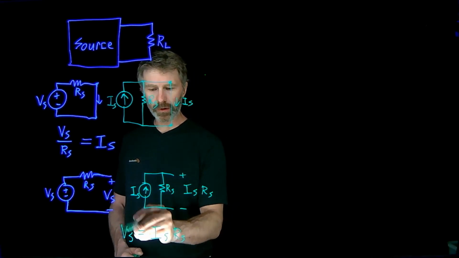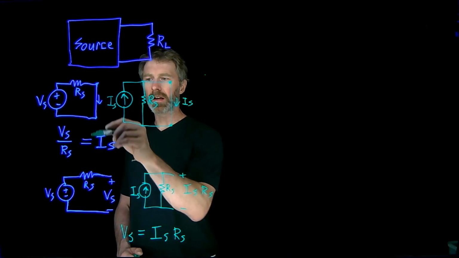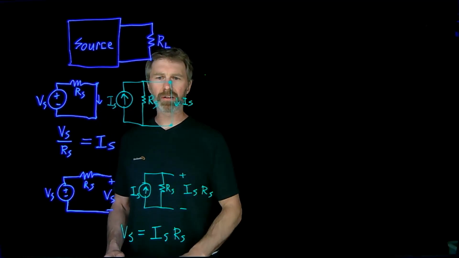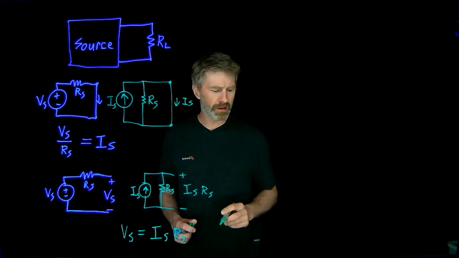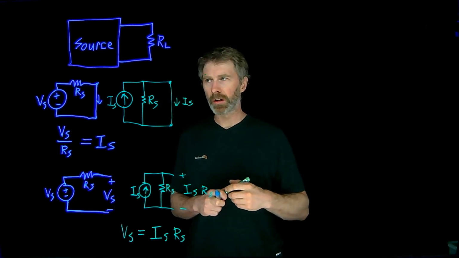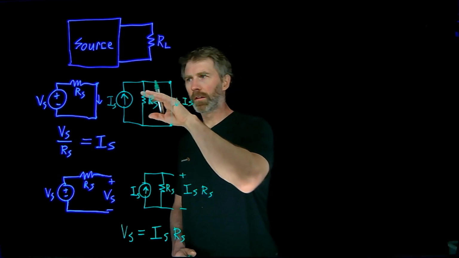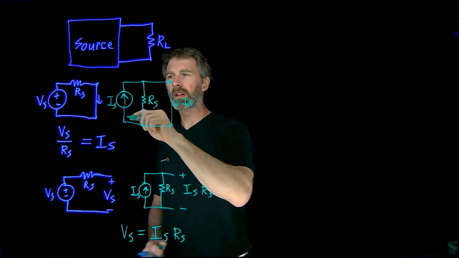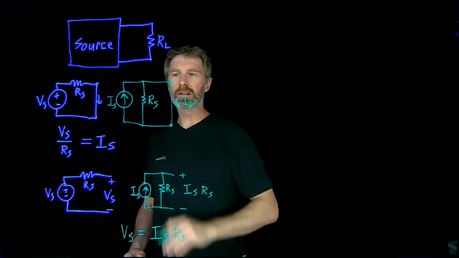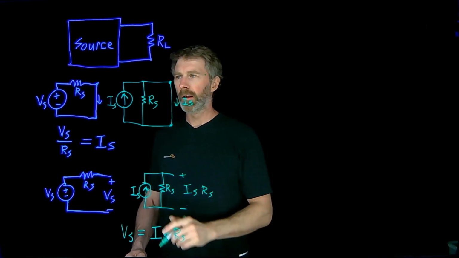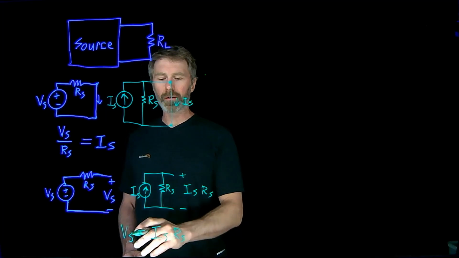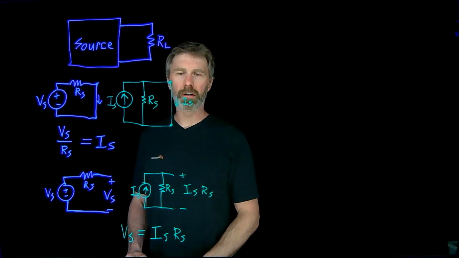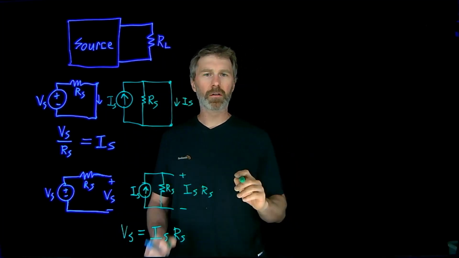So these two equations for the open circuit case and the short circuit case are actually the same equation, just rearranged in slightly different ways. What this is telling us is that there is an equivalence between the voltage source and the current source, as long as that internal resistance is the same for the two. Is is equal to Vs over Rs, or Vs is equal to Is times Rs. So I can switch back and forth between these two.